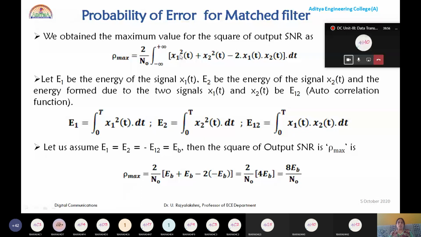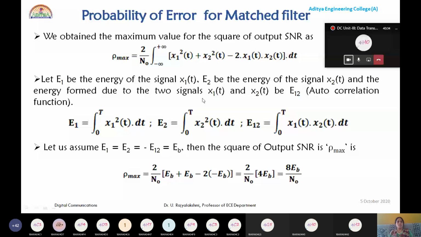But this is square. So once the magnitude is squared, the energy will be the same. Okay, so let us assume the energy of the first signal x1 of t as E1. What is x1 of t? x1 of t is the positive magnitude, and let the energy of the negative magnitude, that is x2 of t, be E2. And the energy formed due to the two signals x1 of t and x2 of t. Actually here I have stated two signals because those two differ in magnitudes.